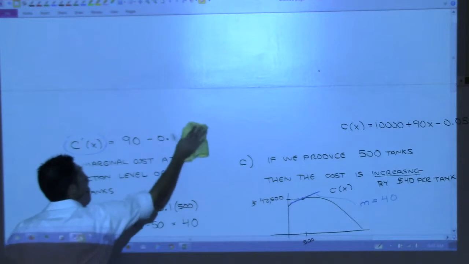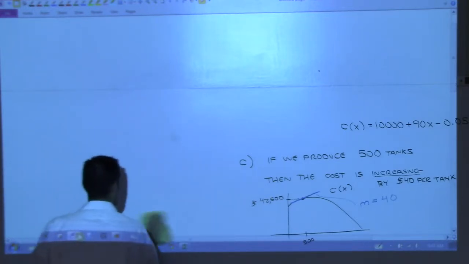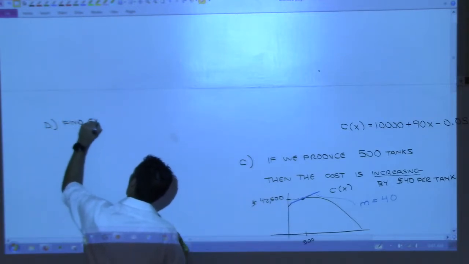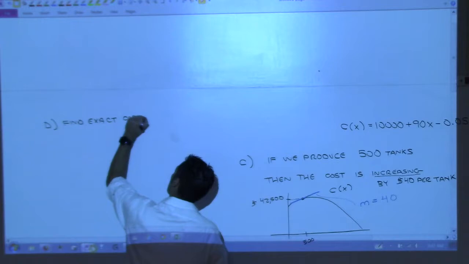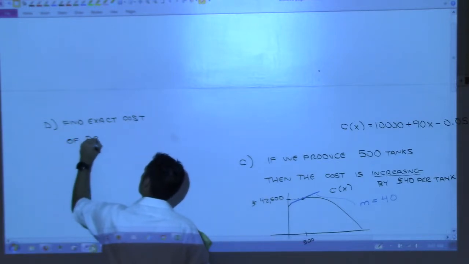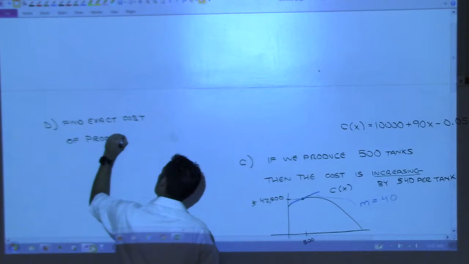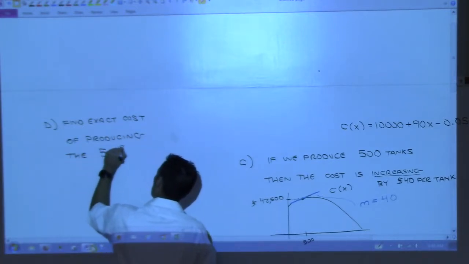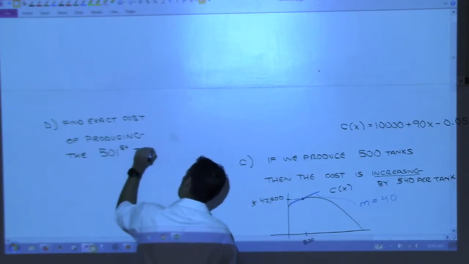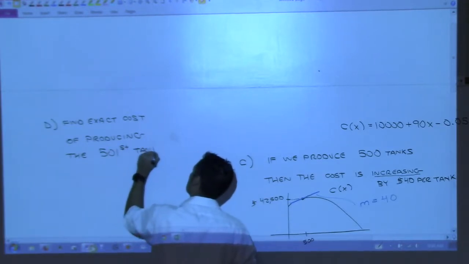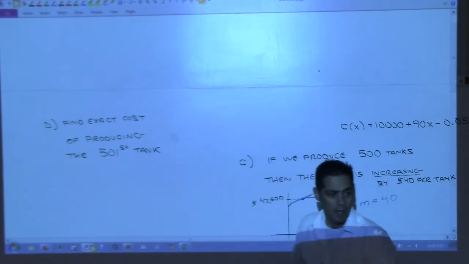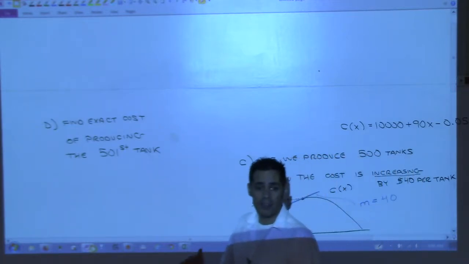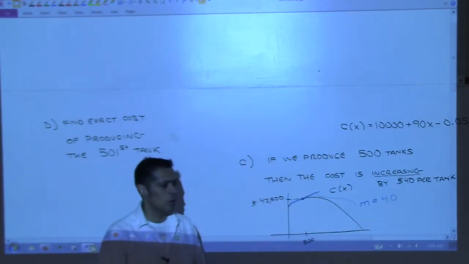Part D is asking us to find the exact cost of producing the 501st tank. Again, we need to understand the difference in this wording. They are not asking us for the total cost of making 501 tanks, right?